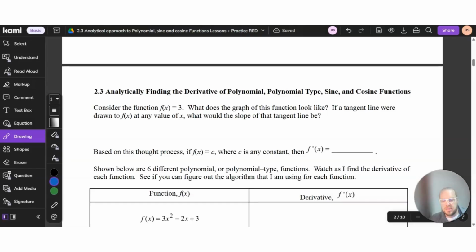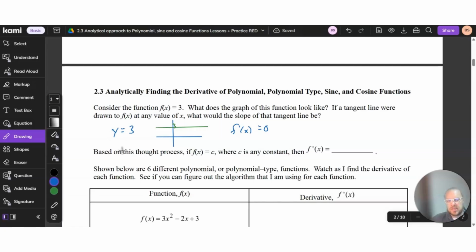All right, so let's actually jump into this for real. Consider the function f of x equals 3. What does the graph of that function look like? If a tangent line were drawn to f of x at any value of x, what would the slope of that tangent line be? The graph is literally just y equals 3, so it would just be a horizontal line at 3. And the slope of a horizontal line is, of course, 0, which we talked about last class as well.